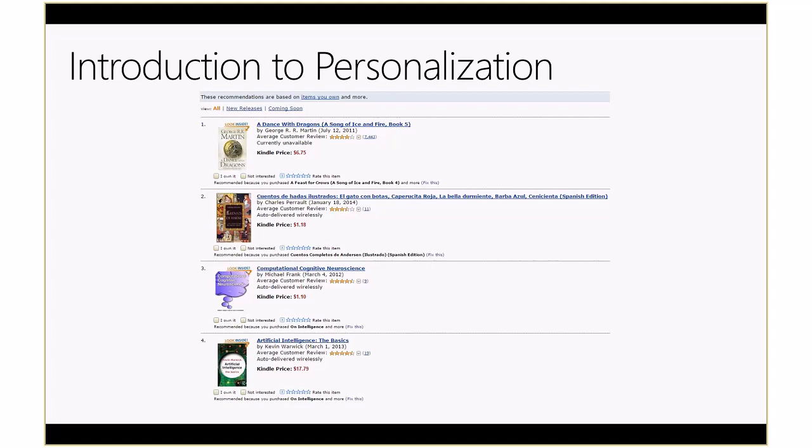The second thing is a Spanish book, and that's probably because my girlfriend used my account because she's Spanish. And then the last two books on the top four list here are Computational Cognitive Neuroscience and Artificial Intelligence, because those are two topics that I've been very interested in lately. So it's very interesting to see that just from my book purchasing behavior, Amazon knows this much about me. It knows that I'm interested in epic fantasy and A Dance with Dragons, that I probably speak Spanish, and that I'm interested in computer science as well. It's a lot to know about a person from just the books that the person reads, right?